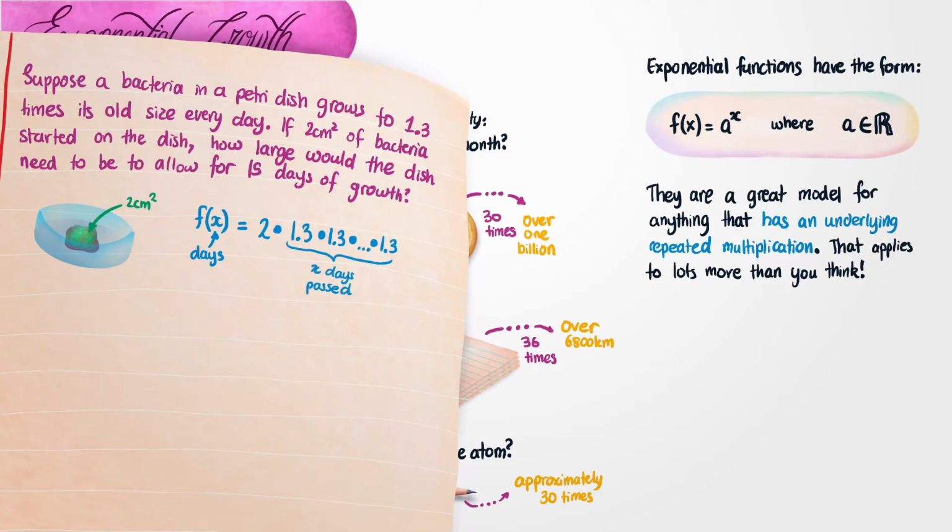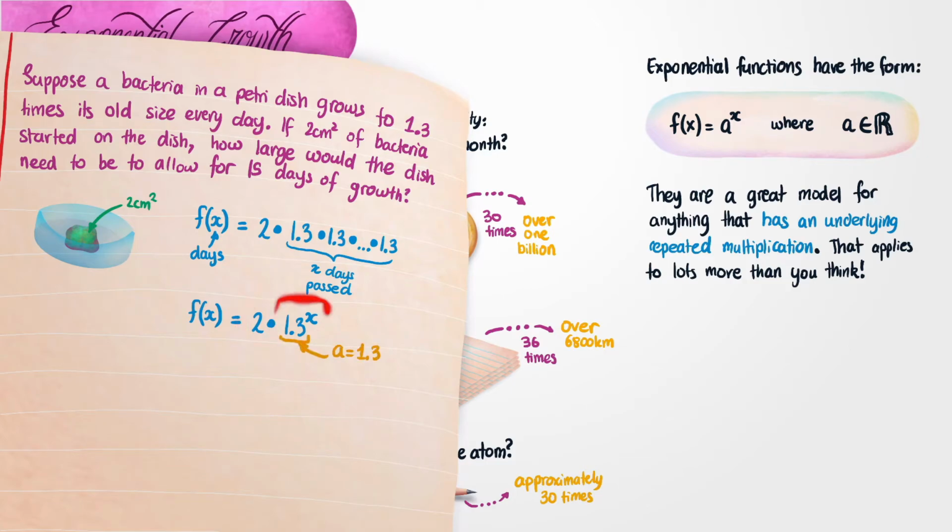Well, if we combined all of these into a single multiplication, we could rewrite this as 1.3 all to the power of x. And therefore, the function that predicts the amount of bacteria in our Petri dish after x days is 2 times 1.3 all to the power of x. Now you can see that this 1.3 to the power of x is an exponential function. And as you know, it's perfectly okay to multiply functions by constants, so we've just done that here.